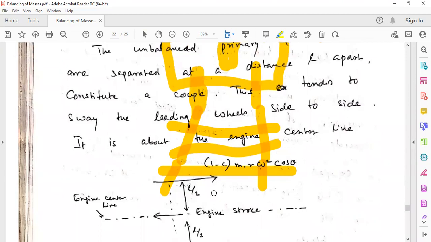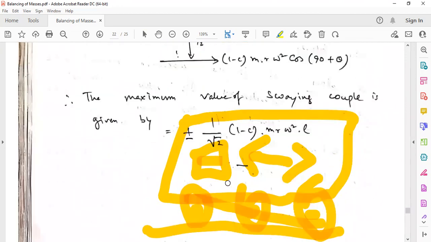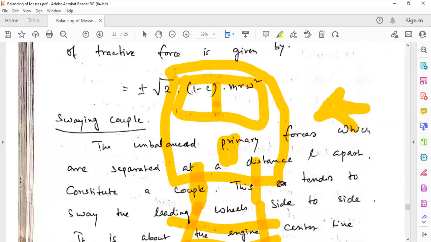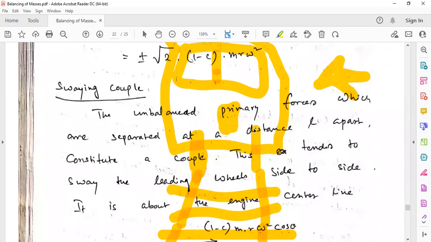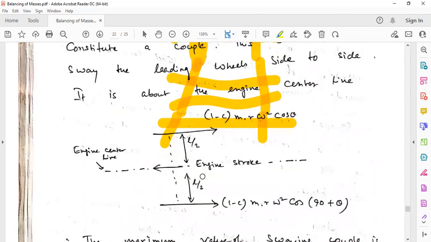Now the thing is, this type of motion causes these two leading wheels, meaning the frontmost wheels, to have a tendency to separate from each other because of a couple. Now what kind of couple is that? That is called the swaying couple.